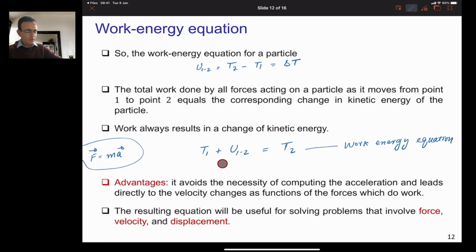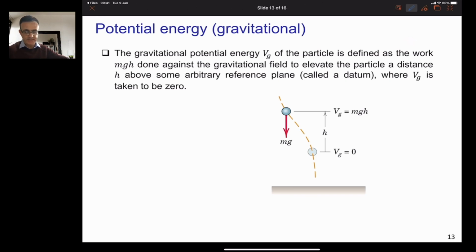Okay, so now we can also further simplify this principle. For that, we will need to define potential energies here. The first one is gravitational potential energy. Gravitational means it is due to gravity. The gravitational potential energy of the particle, which you can represent by Vg, is defined as the work mgh done against the gravitational field to elevate the particle a distance h above some arbitrary reference plane, which we call the datum, and where Vg is taken as 0.